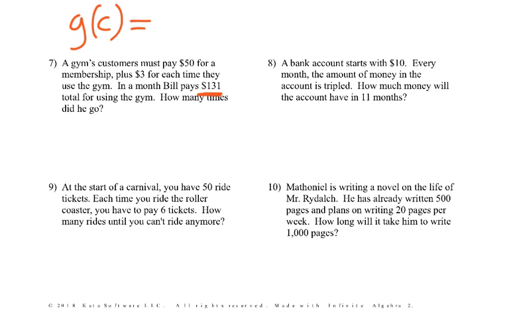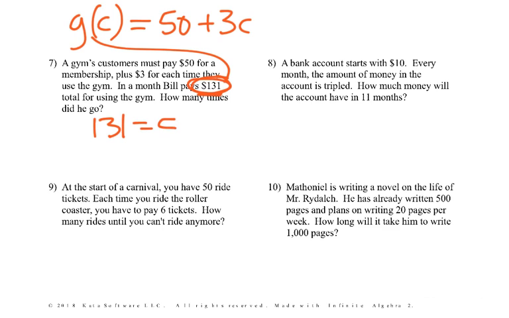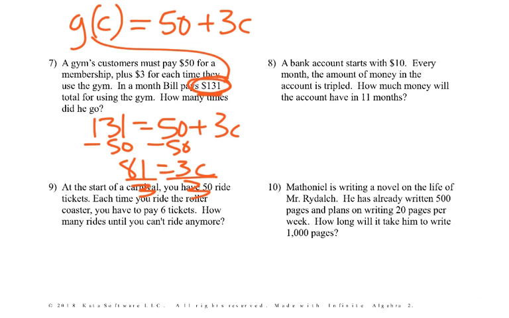Sure. That doesn't really make sense, the C for cost, because G of C is cost. So 50 one-time fee that month, plus 3 every time they go to the gym. Now this is our output, so it replaces a G of C. We get 50 plus 3C, subtract 50, that becomes 81 equals 3C, divide by 3, and we should get, what, 27 equals C?